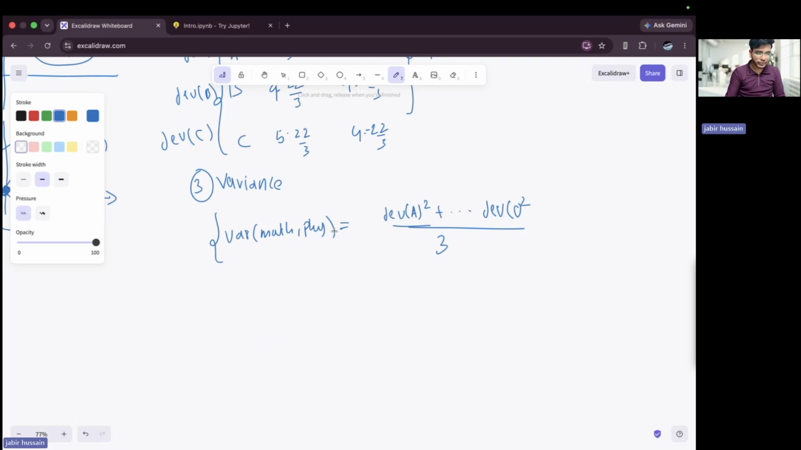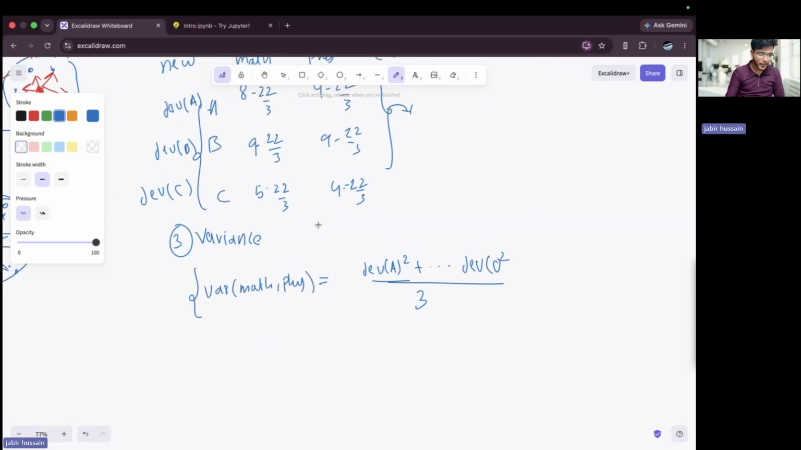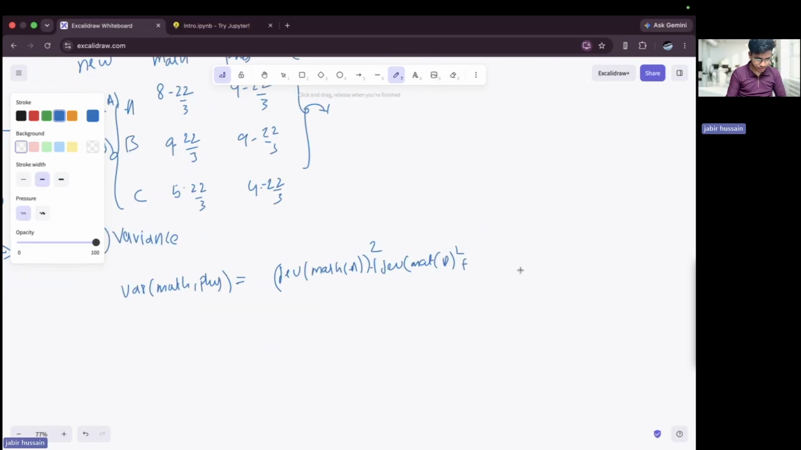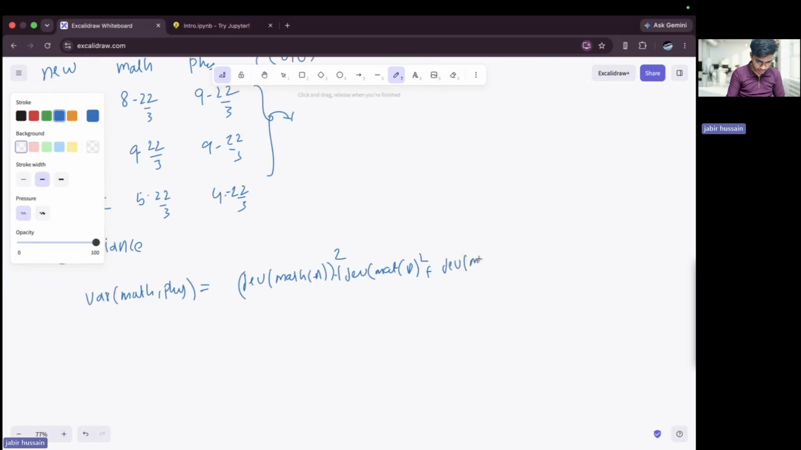For example, if variance of A is more, okay, I think I have written the formula a bit wrong. Let me try to recorrect that. So we have to take only x points, right? So deviation of math of A square plus deviation of math of B square plus deviation of math of C square divided by 3.